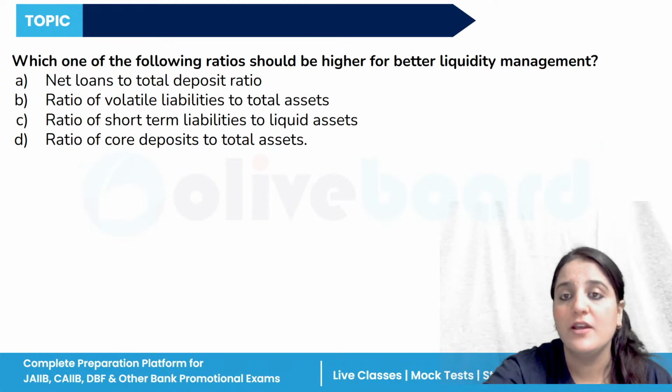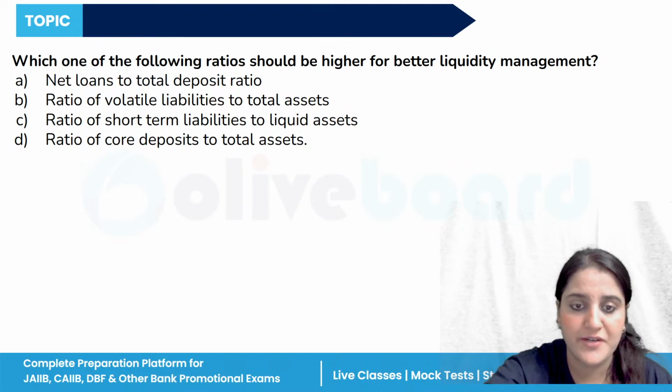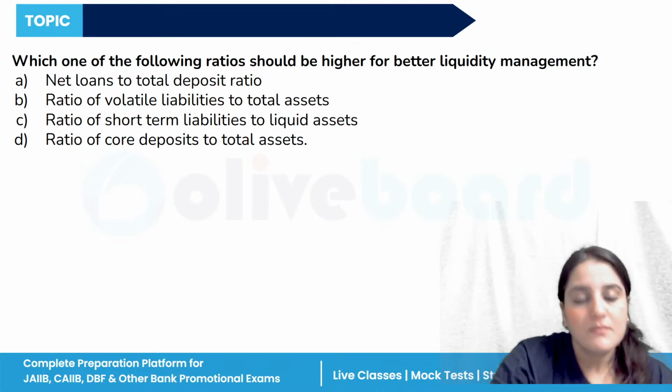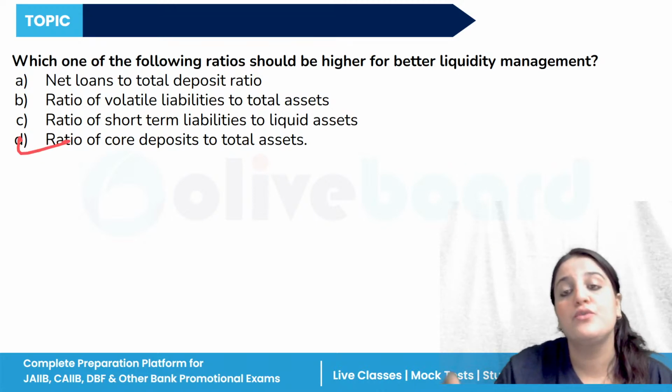Which one of the following ratios should be higher for better liquidity management? That is the ratio of core deposits to the total assets.